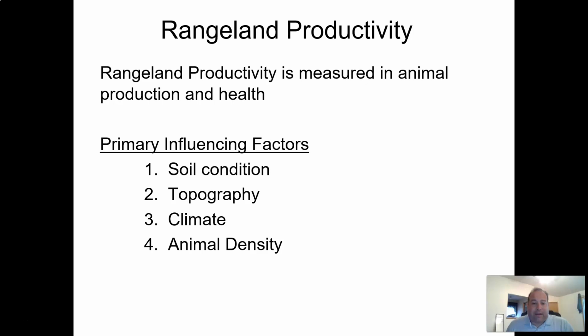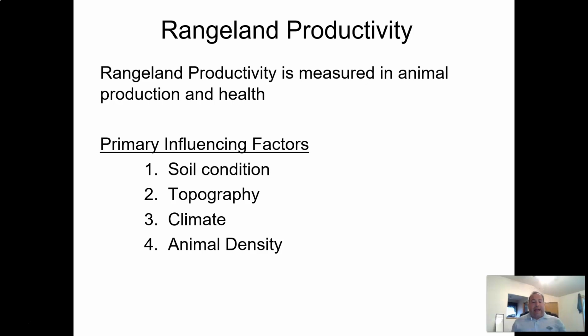Well, that's going to be influenced by how good our soil is, the topography of the land, because that's going to change the amount of water that we get. It's going to change the amount of solar radiation, or how hot the area gets. The climate will then come into play. Do we get big temperature fluctuations? Is this an area that snows? Is this an area that gets really hot in the summer? Is it an area that doesn't get a lot of precipitation?